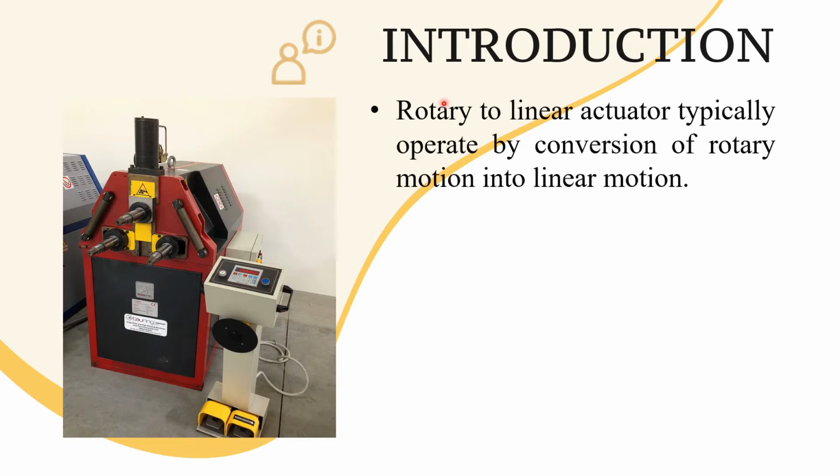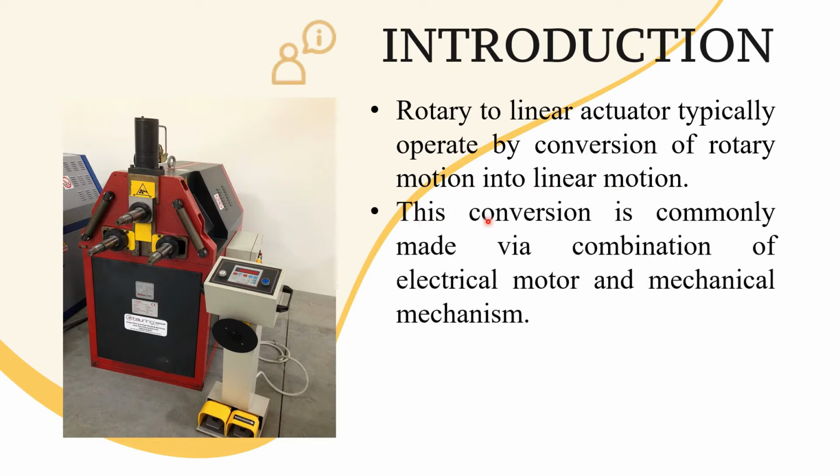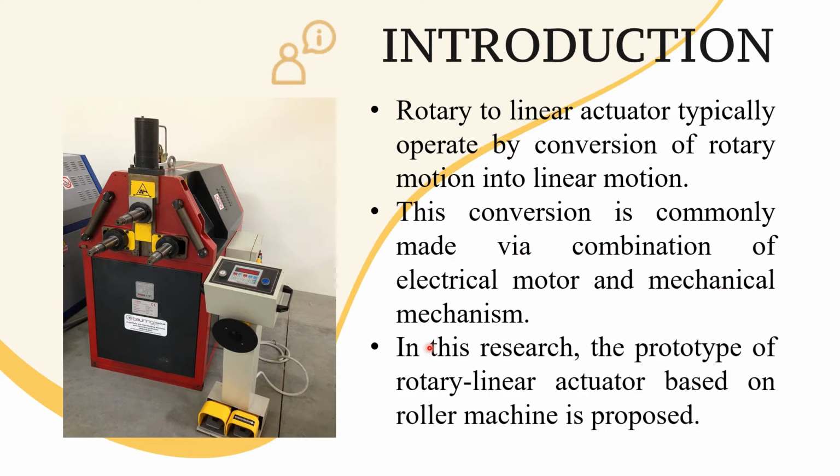For the introduction, rotary to linear actuators typically operate by conversion of rotary motion into linear motion. This conversion is commonly made via a combination of electrical motor and mechanical mechanism. In this research, the prototype of rotary linear actuator based on roller machine is proposed.